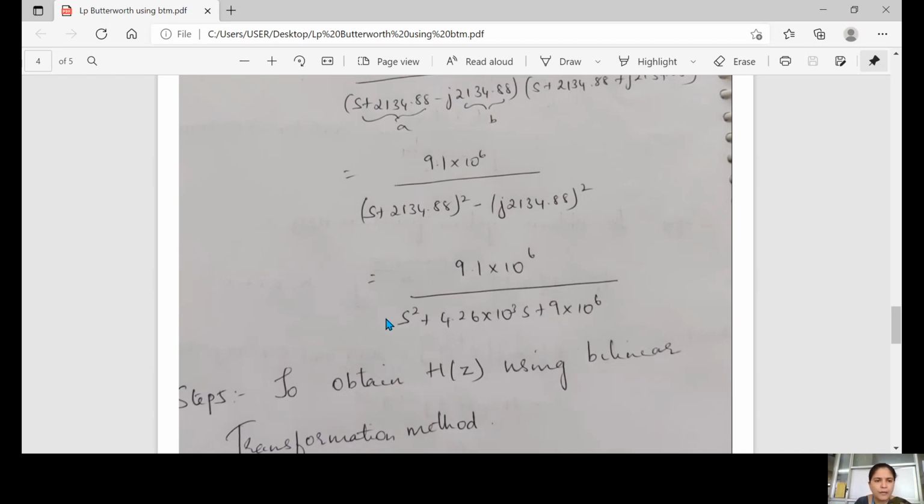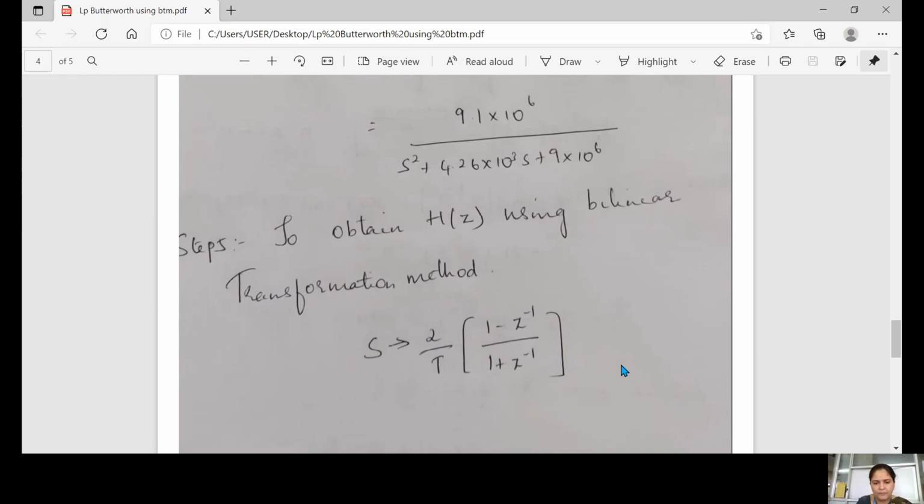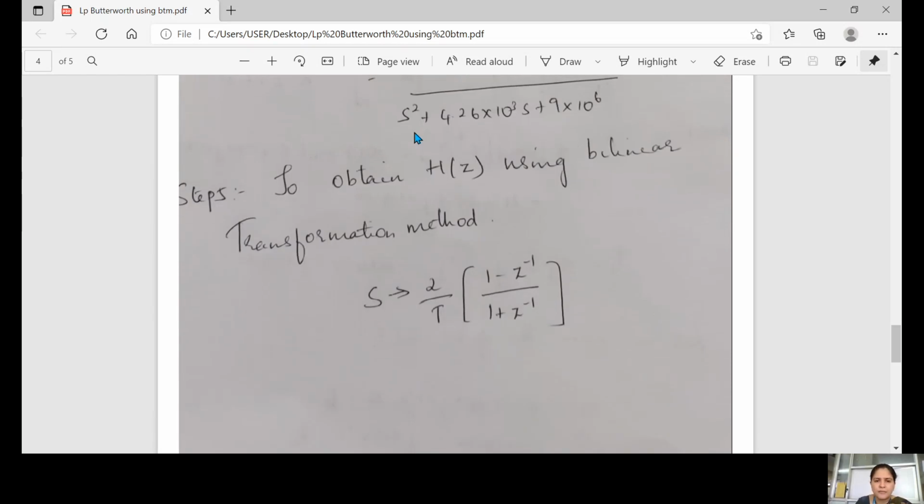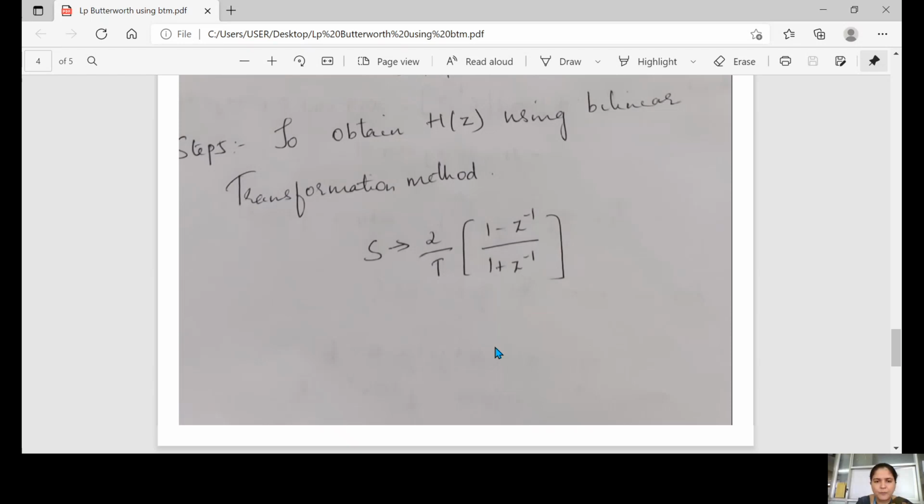Now the next step, the last step, that is to obtain H of z. Which method are we using? It is the bilinear transformation method. In previous problems you have seen how to solve using the bilinear transformation method. You have to substitute s is equal to 2 by T into (1 minus z inverse) divided by (1 plus z inverse). Wherever s is there, you will be substituting this.